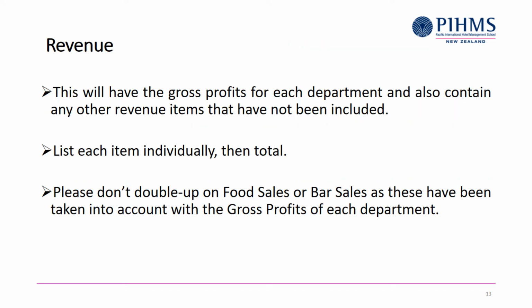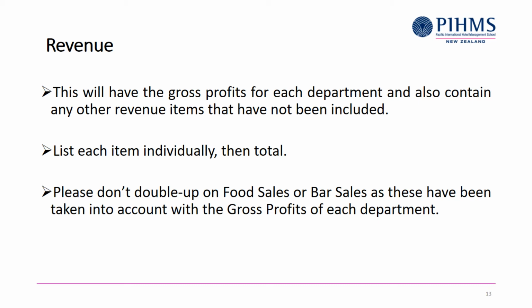Okay, so revenue. This is the first part we tackle. So revenue is the gross profits for each department. So gross profits for each department, put that in. Add in any other revenue items that you haven't included. List each item individually, so use the left-hand column, and then we're going to total them and go total revenue.